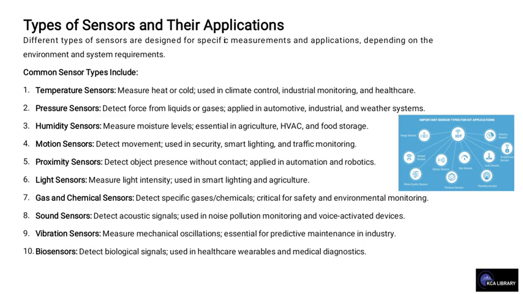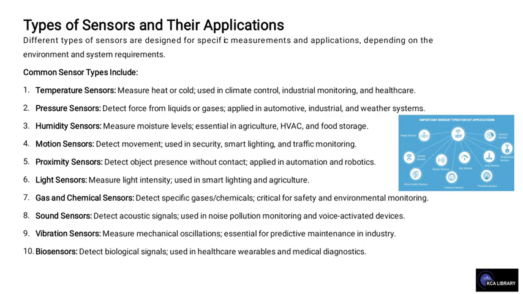The first we'll be looking at is the temperature sensor. The temperature sensor measures heat or cold, and it is used in climate control, industrial monitoring, and healthcare. Another is the pressure sensor, which detects force from liquids or gases, and it is applied in the automotive, industrial, and weather systems.